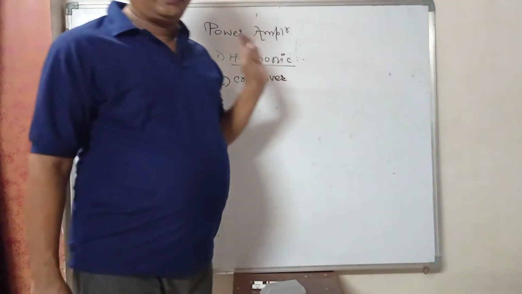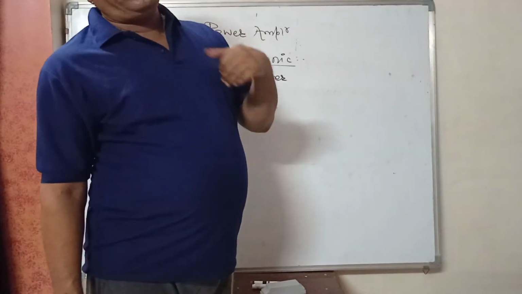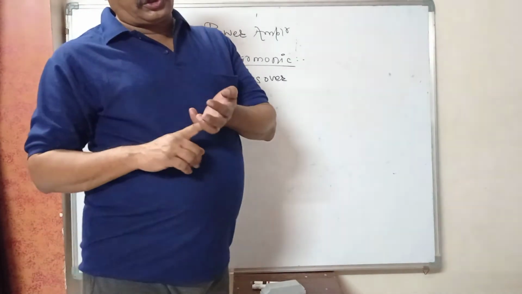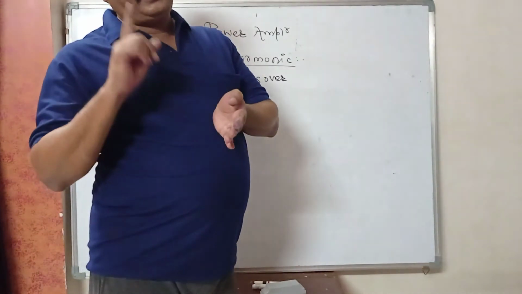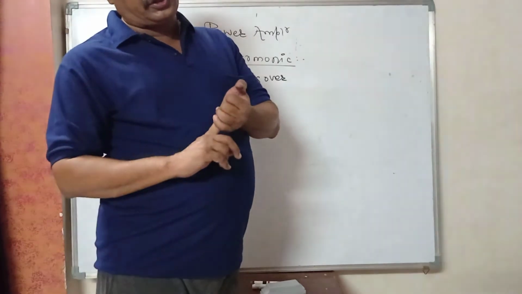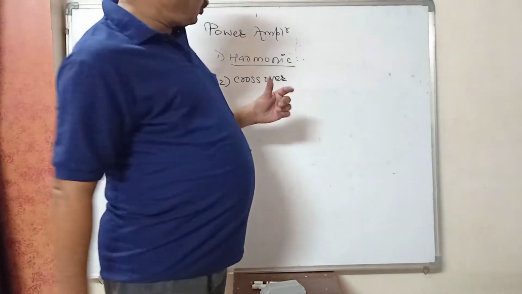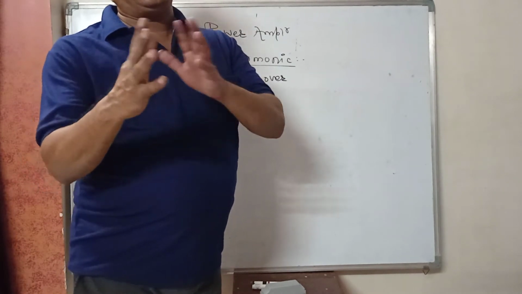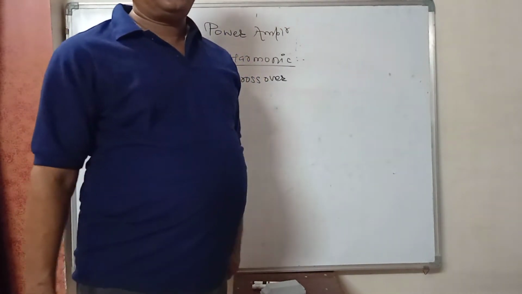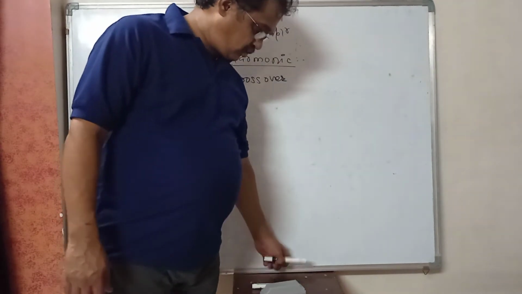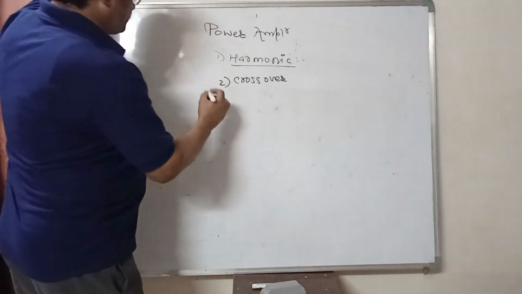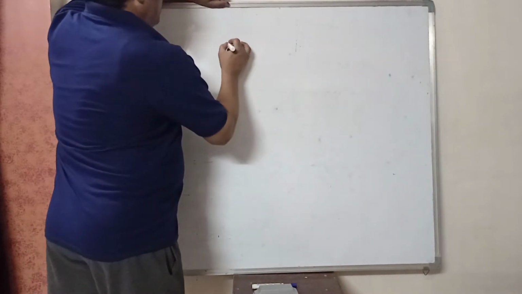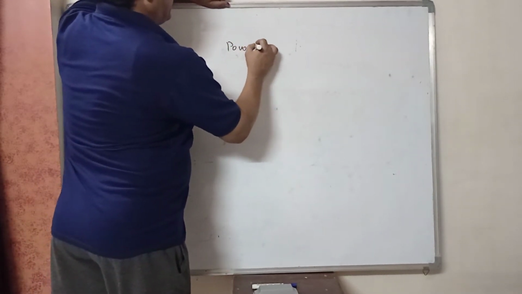You will understand it very well when I explain that. So there are two distortions, harmonic distortion and crossover distortion. Harmonic distortion is generation of new frequencies. Crossover distortion is output not produced for entire cycle of input signal. Right? That is crossover distortion. And third performance parameter is power dissipation capacity.